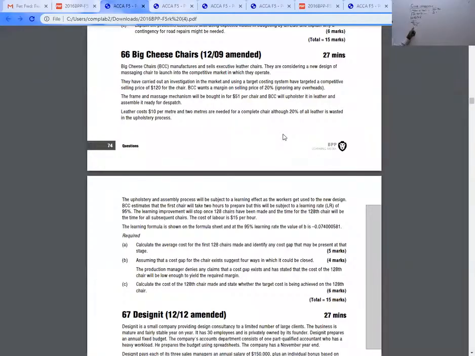Can somebody give me this figure? 2 divided by 0.8 is what? I'll show you something.